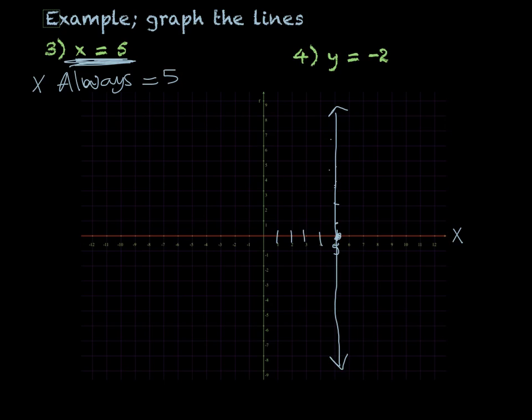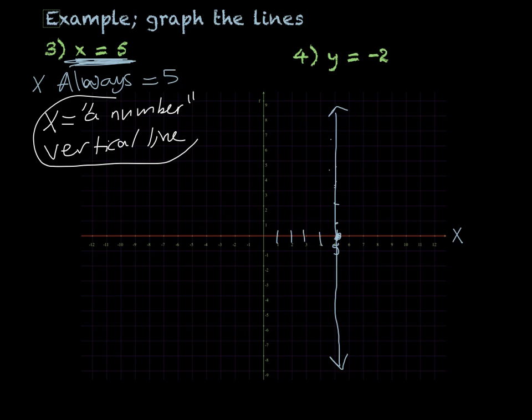So if it is x equals a number, then it is a vertical line. Okay, so that's one thing to try to remember there.